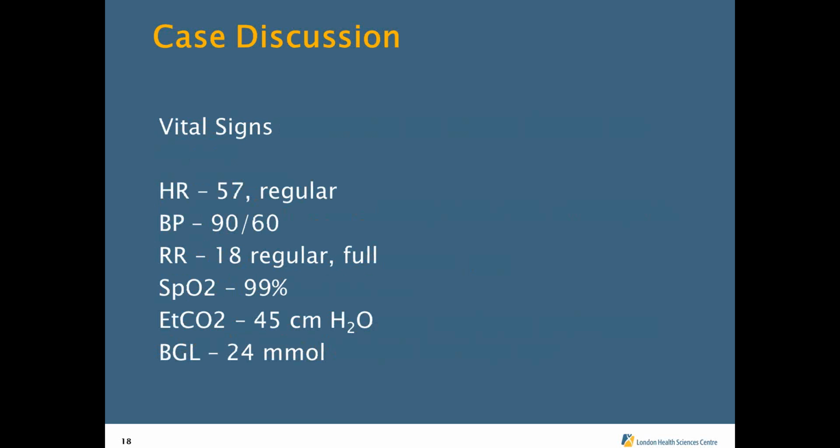So you can see her vital signs in front of you. Her heart rate's 57, is regular. Blood pressure is a little bit low, 90/60. Respiratory rate is regular, satting 99%. We have an end tidal in place as well, 45. And we assess her blood glucose level and find it to be 24 millimoles.